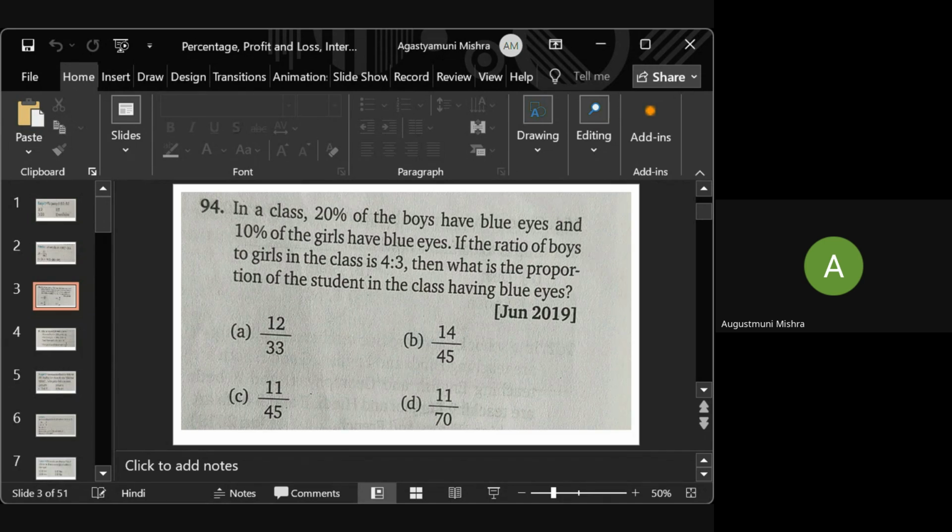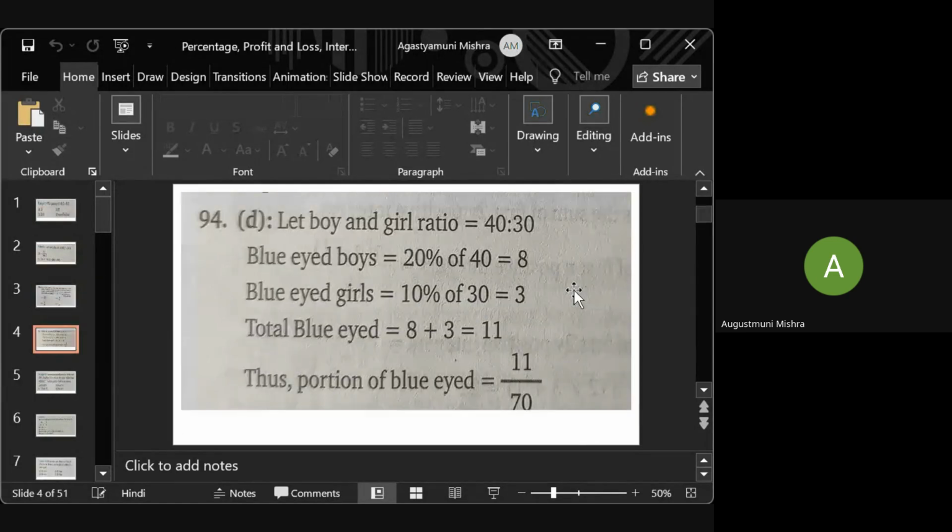Okay, I think I should change it because there are already four minutes more. So, changing it. The correct answer is D only, that is 11 by 70. Here also the ratio was 4:3, but whenever you are assuming, you can just make them 40 and 30. So you will get the basic number.